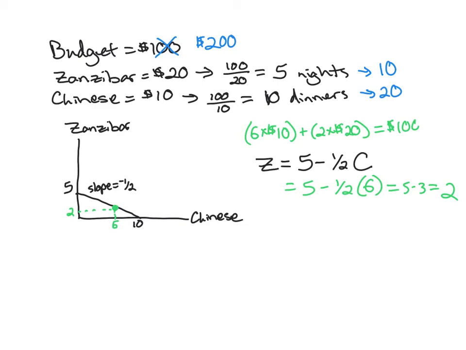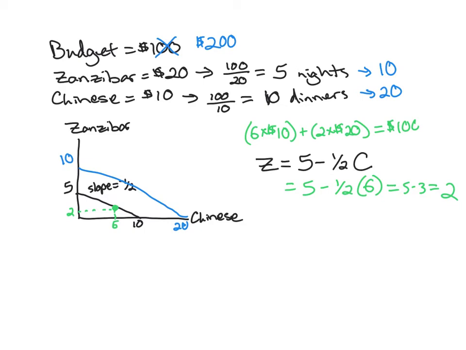If we draw that on her graph here, we're simply going to double our numbers from 5 to 10, from 10 to 20. Okay, and our slope doesn't change because the trade-off between Zanzibar and Chinese food has not changed. It's still a 2-to-1 ratio, so the slope is still -1/2.